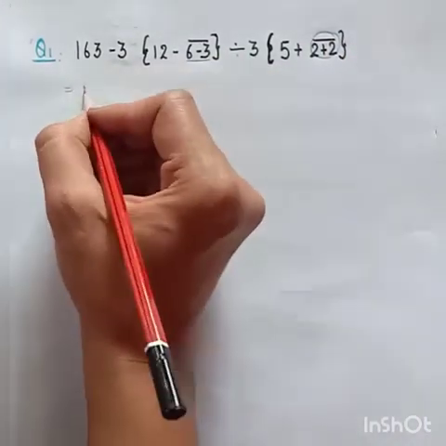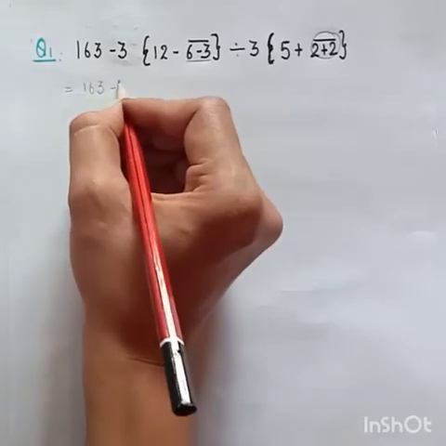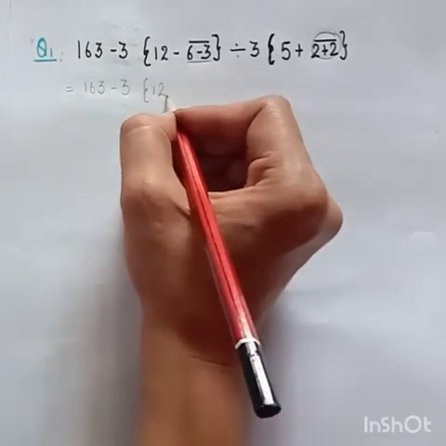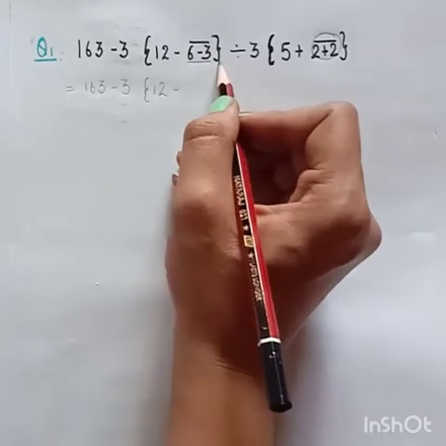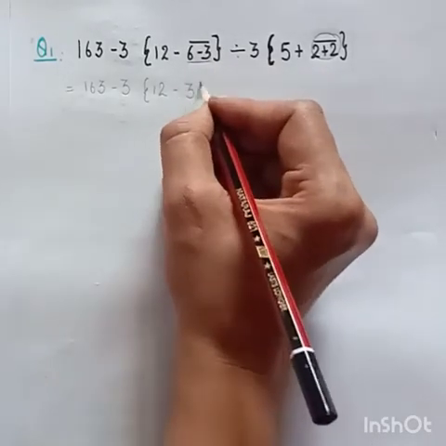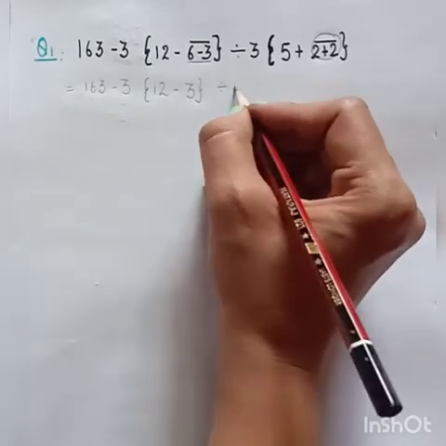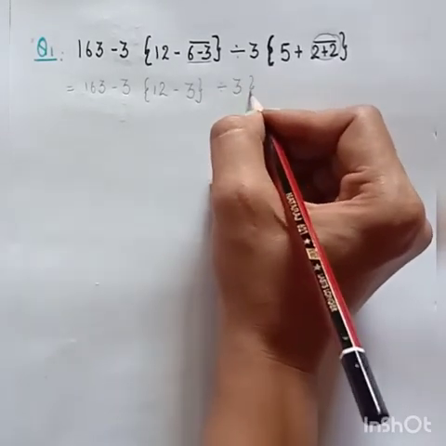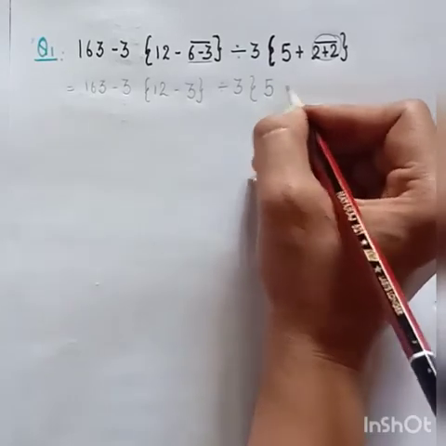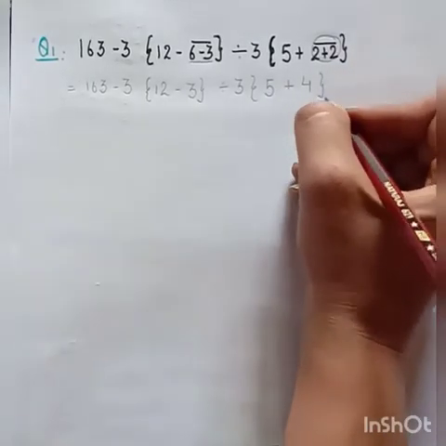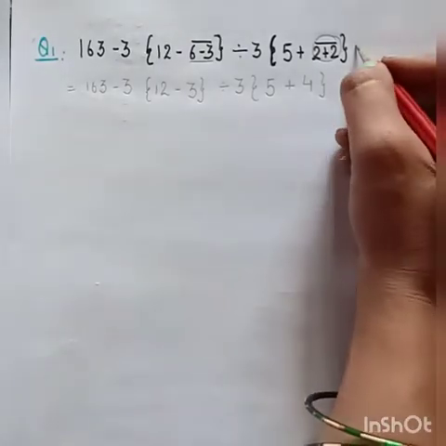So you will write 163 as it is, minus 3, then your curly bracket, 12 minus, then 6 minus 3 will be 3. So you will write 3 and bracket close, divided by this 3, then again your curly bracket, 5 plus 2 will be 4 and bracket close. So you have done the bar bracket.